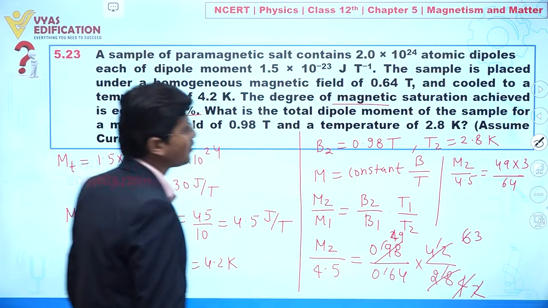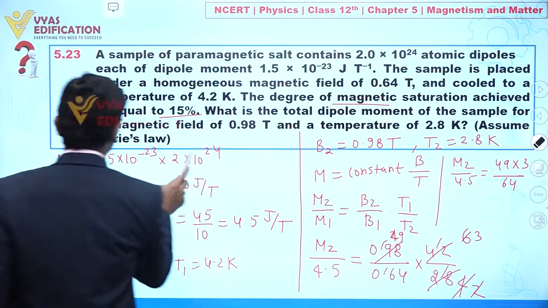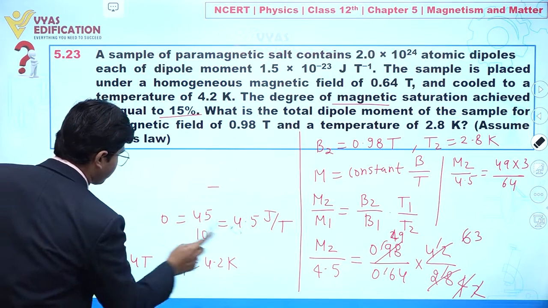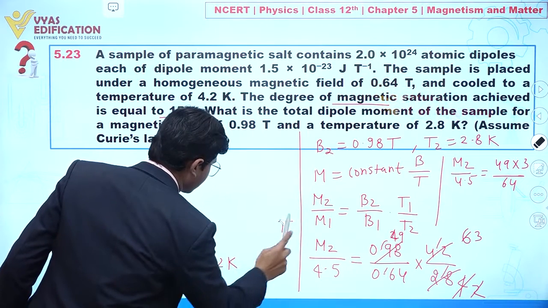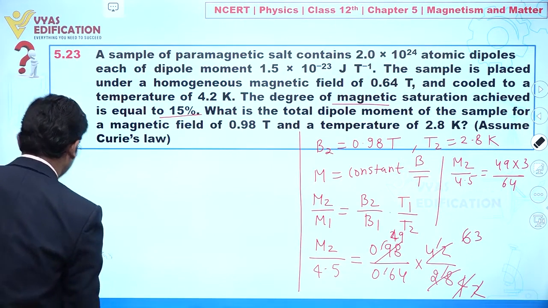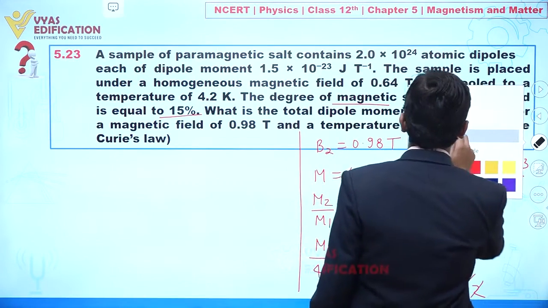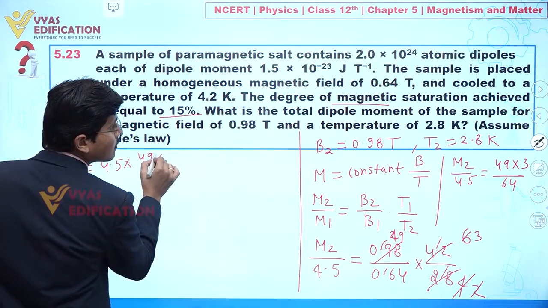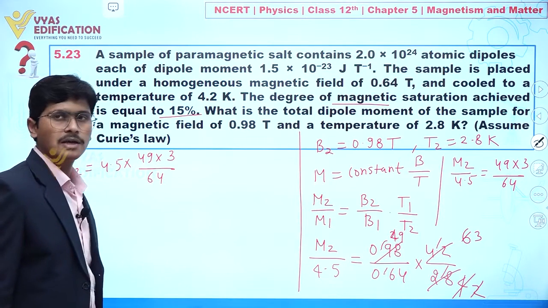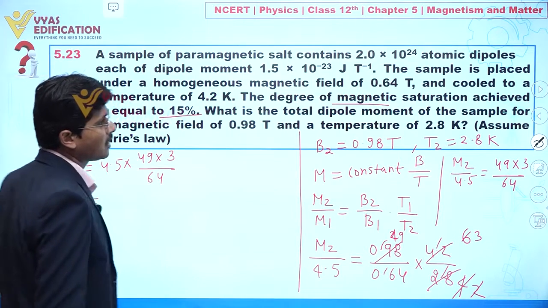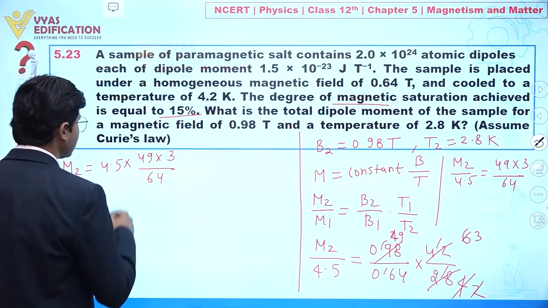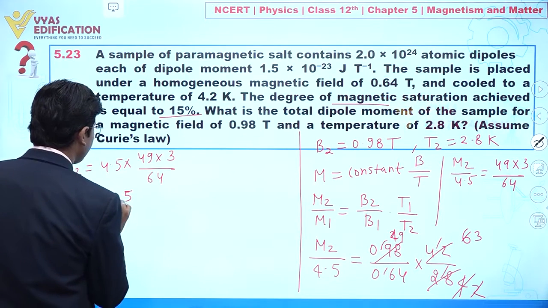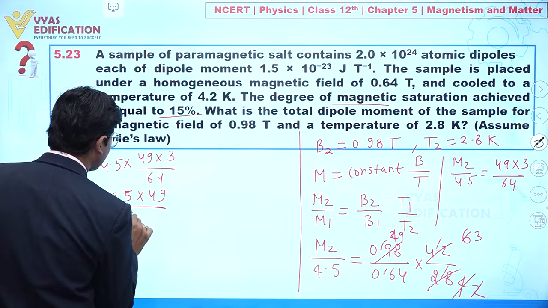Yes. So value of M2 is equal to 4.5 multiply 49 multiply 3 divided by 64. Clear? So now just multiply, actually we have no option. So directly we can see this is 45 or we can say 64. So just if you multiply it with 3, I can say this is 13.5 multiply 49 divided by 64.